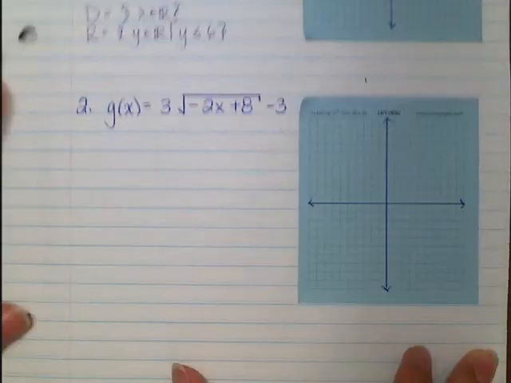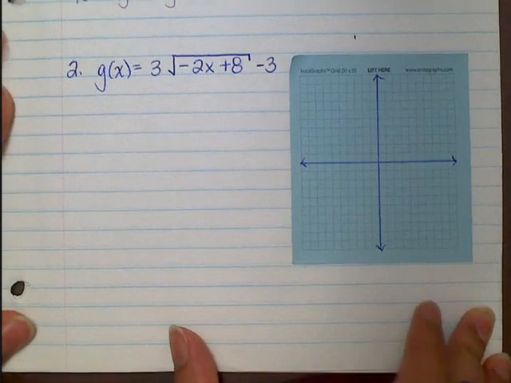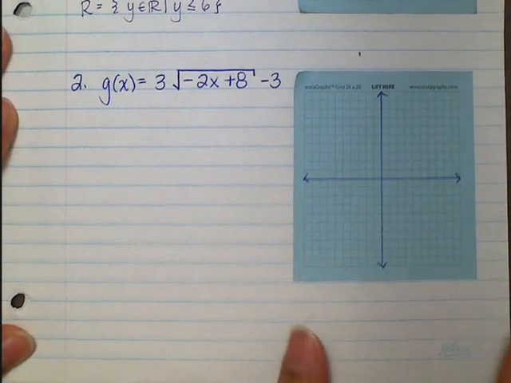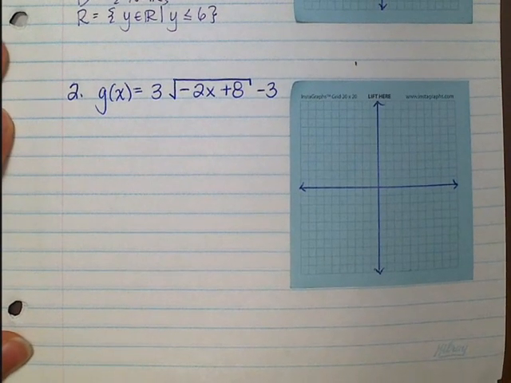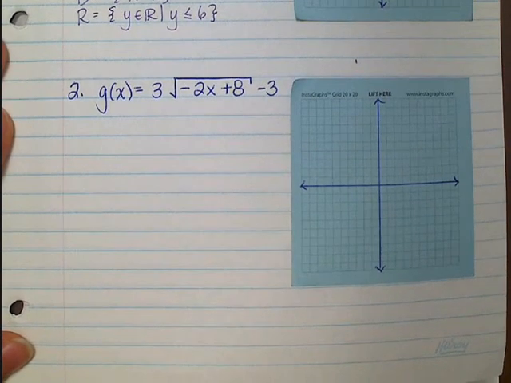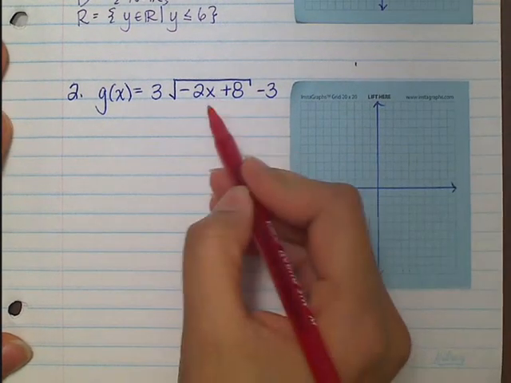Okay, let's take a look at our second example. In this example we have a root function. And for this root function, again, we're going to graph it and then state the domain and range. This one's a little bit different though.